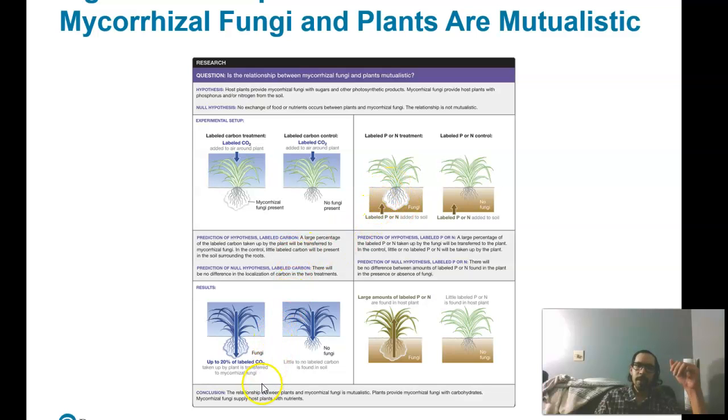And so what they found was that the relationship between plants and mycorrhizal fungi is mutualistic. Okay? Because in the first experiment here, they did see that up to 20% of the labeled carbon dioxide had been taken up by the plant and transmitted to the mycorrhizal fungi. And also, they found that the large amounts of phosphorus and nitrogen that were put into the soil were also found in the plant.